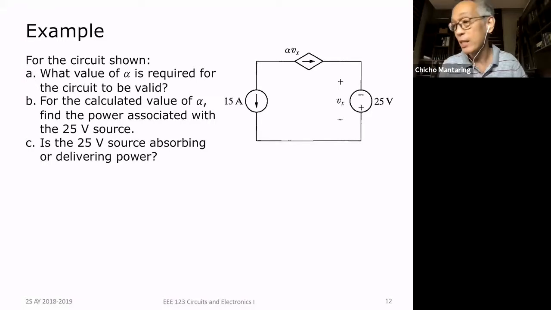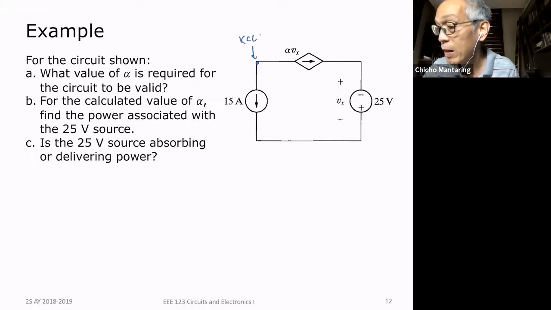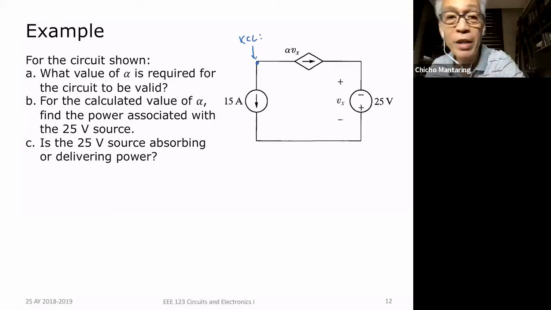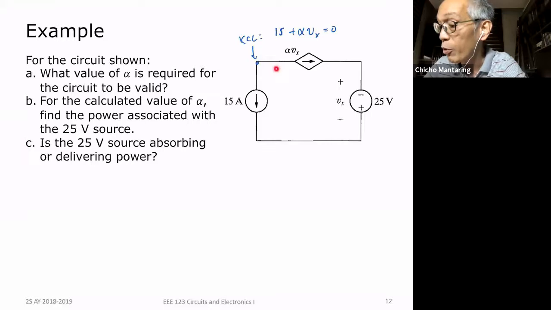Okay, why is it 0.6? Okay, first let me do KCL here. So what am I going to get? The sum of the currents directed out of the node is equal to 0. So I'm going to get 15 plus alpha Vx is equal to 0. No? They're both directed outward, so they are both positive. Sorry, this is going to the right, and this is going down. So they're both positive. 15 plus alpha Vx is equal to 0. Meaning to say alpha is equal to negative 15 over Vx.